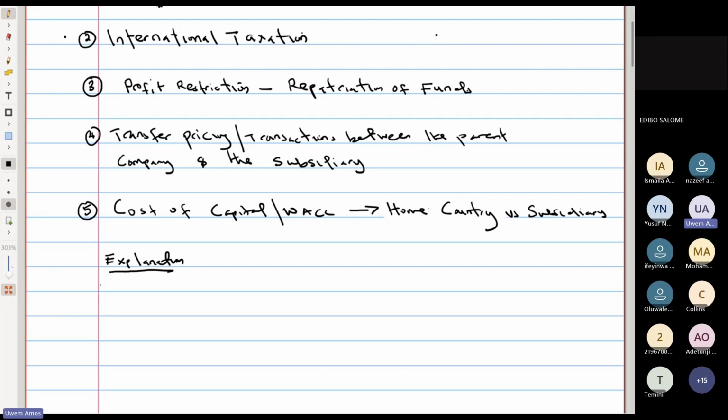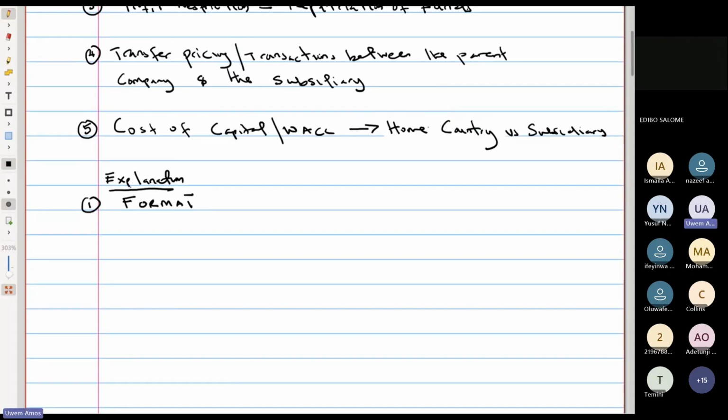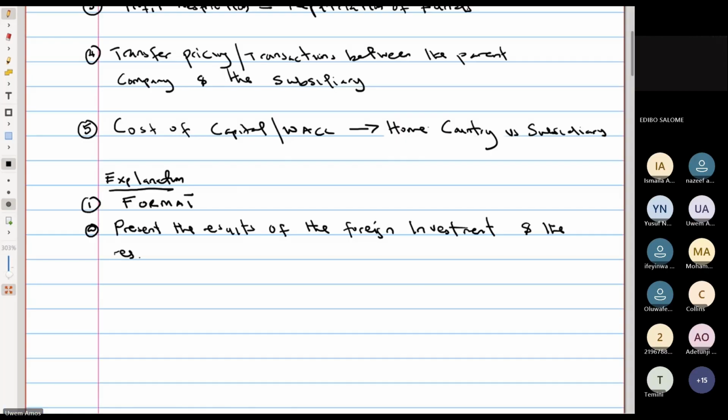So the first thing would be on our format. The format I'm recommending that we use, which is what we're going to use in this question, is to present the results of the foreign investment and the results in the home country separately.